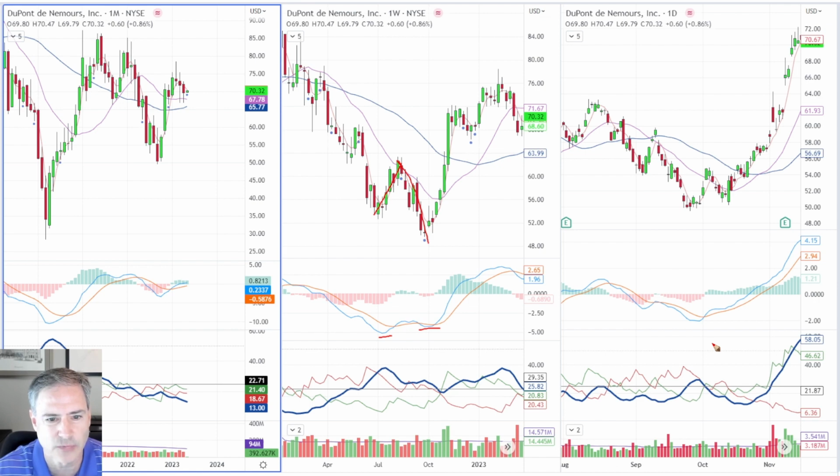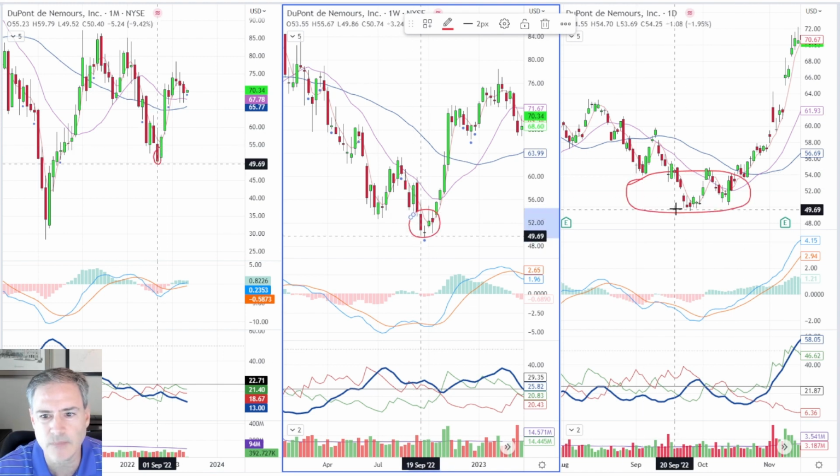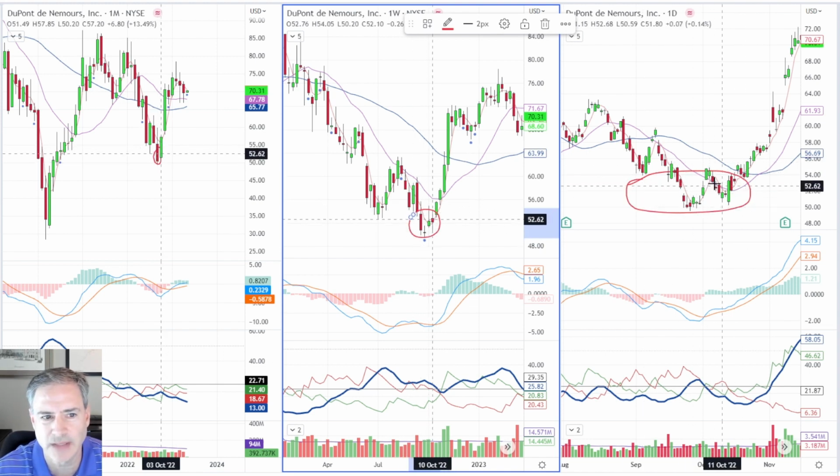MACD does not confirm. Yes, the ADX is also making a lower high. The DI lines are also making lower peaks. But in this case, I'm focused in on the MACD. I want to see a lower low in price and a higher low in the MACD at this point. So I'm here on this chart. Now let me do this again and circle this, and that is this point on the daily chart.